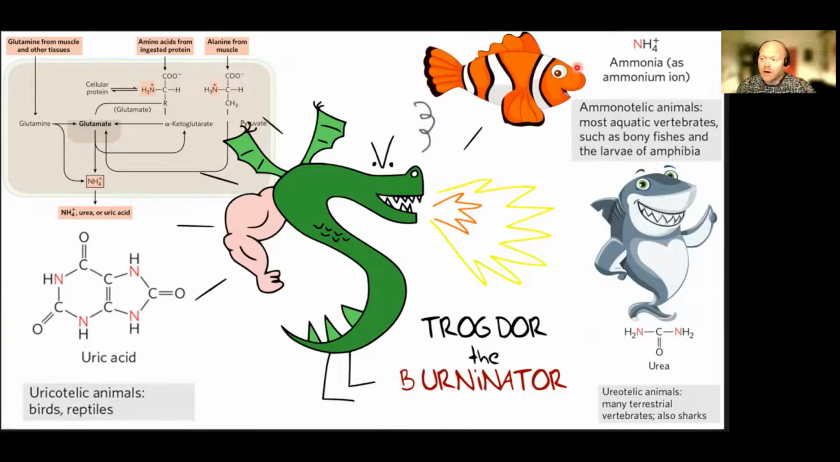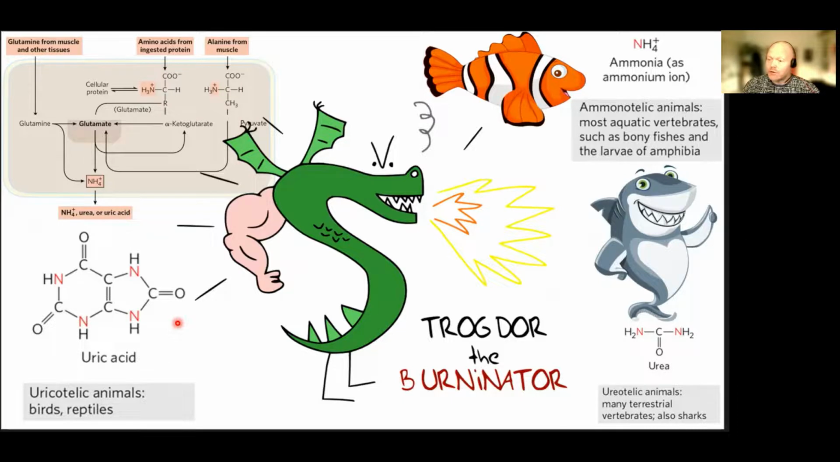Now, curiously, cartilage fish, such as shark, does bother to convert nitrogen to ammonia. Finally, we have Trogdor, the burninator, along with other reptiles and birds. They excrete nitrogen as uric acid, not as urea. So here is uric acid. Looks like a purine, really.